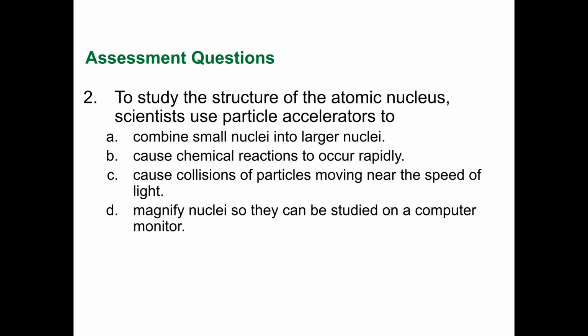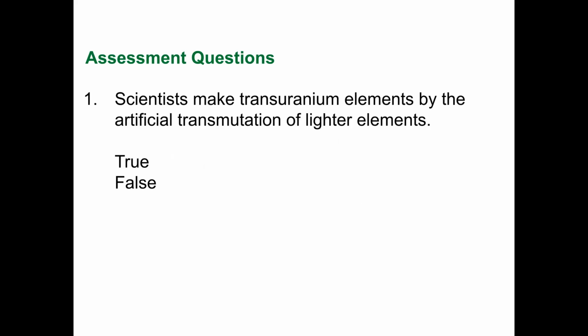To study the structure of the atomic nucleus, scientists use particle accelerators to cause collisions of particles moving near the speed of light. Scientists make transuranium elements by the artificial transmutation of lighter elements. True. They take lighter things and bombard them with particles and make new stuff.